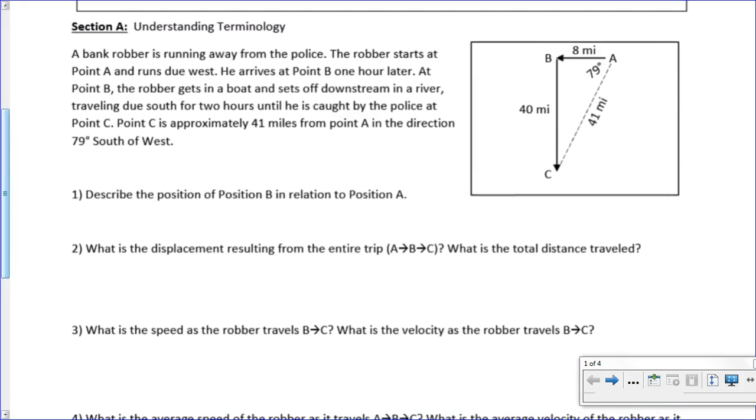The first question is: describe the position of B in relation to point A. So we're looking at B and we look at point A. If somebody asked you where B was located relative to point A, hopefully you would recognize that you need a distance and a direction here. B is 8 miles away, and then you have to say the direction, so it's 8 miles west of A. Hopefully that makes sense, just knowing your cardinal directions on a map.